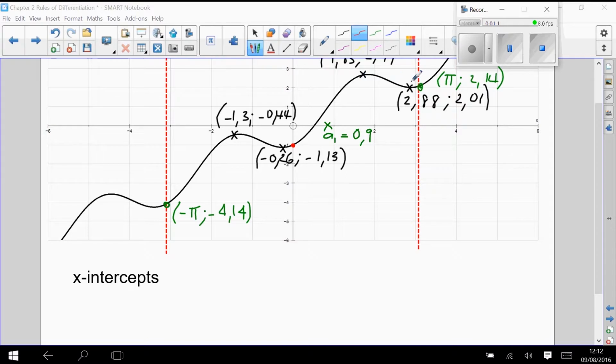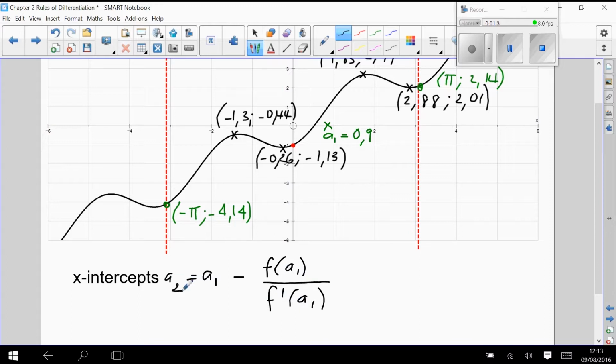Now writing out Newton-Raphson so that I can put in my values, I know that if I want to find my x-intercept, I start with my first estimation, using my first estimation and then minusing my function with the first estimation all over the derivative of the function with my first estimation. I'm going to get my second estimation. Continuing like this, I will eventually find what my x-intercept is.